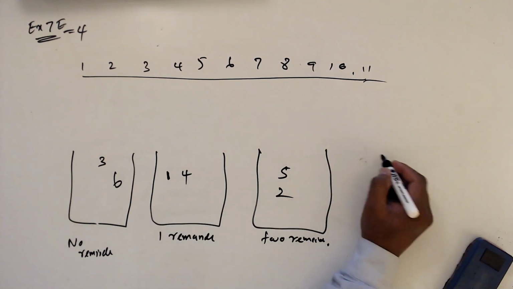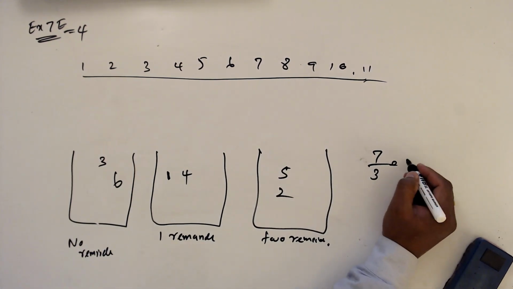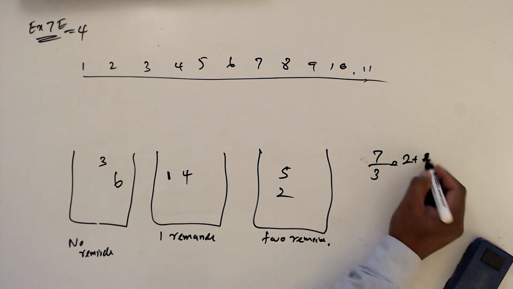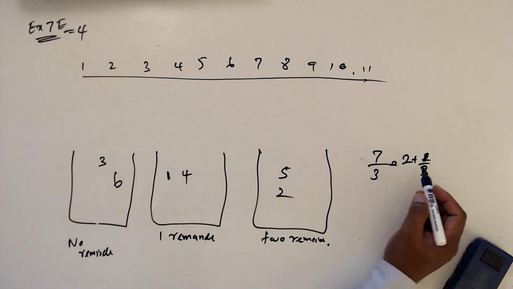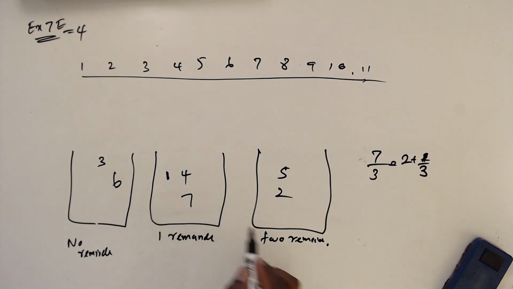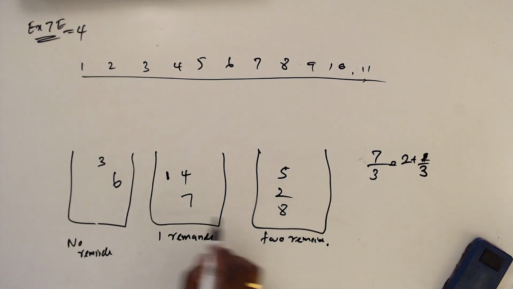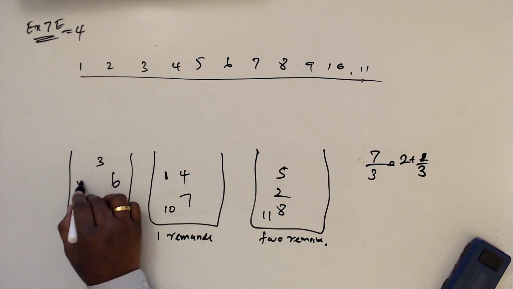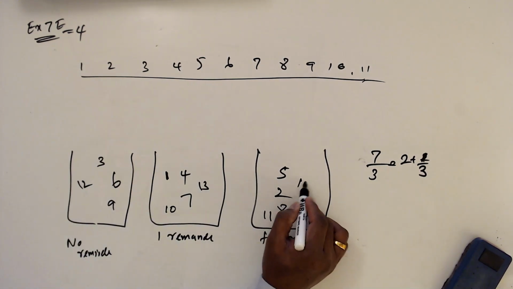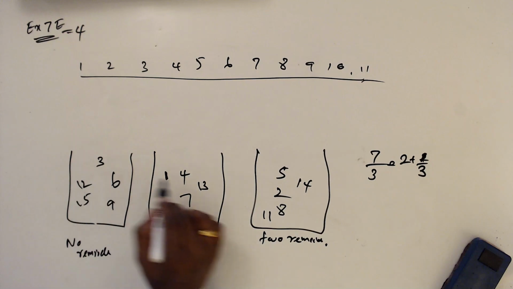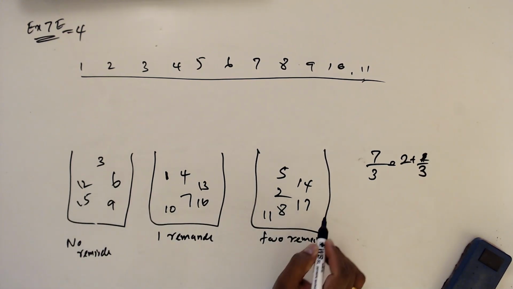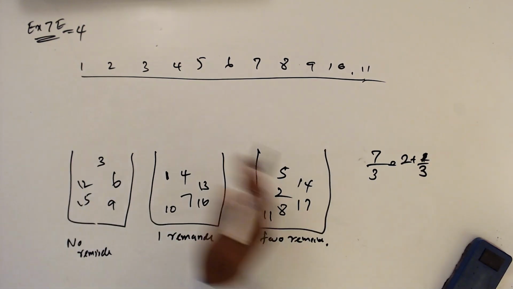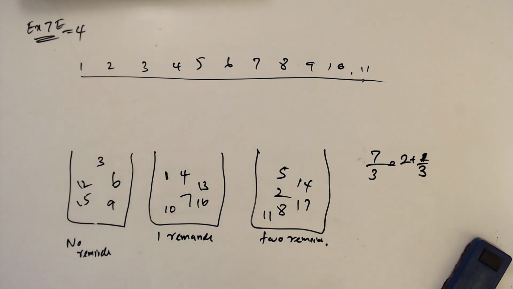Now what is the next one? 7. 7 divided by 3, 2 and remainder 1 out of 3. So 7 goes here. Then 8 goes here. 9 goes here. 10 goes here. 11 goes here. Then 12 goes here. 13 goes here. 14 goes here. 15 goes here. 16 goes here. 17 goes here. Likewise, we can divide this number line 1 to infinity into 3 baskets.